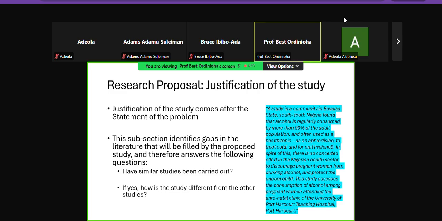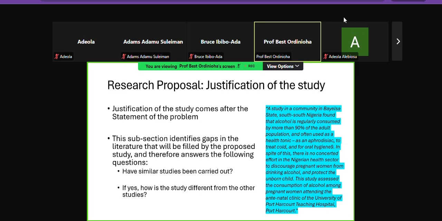Okay, and in academic writing, you have to show evidence. So if you ask whether there have been similar studies, you have to show us how you were able to find that. Did you do an internet search? Did you search the physical library?